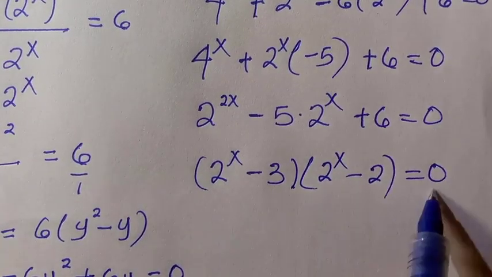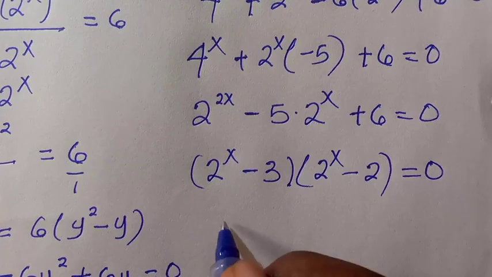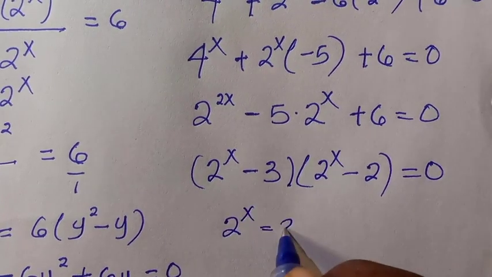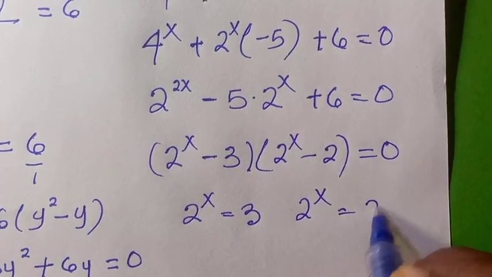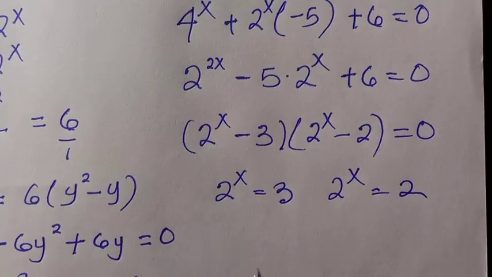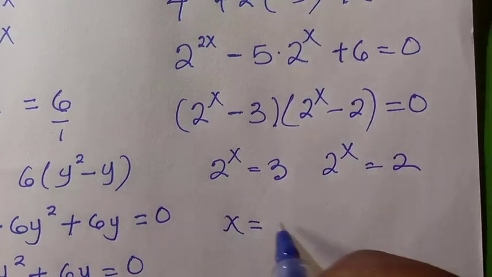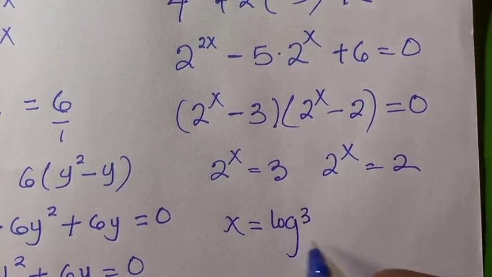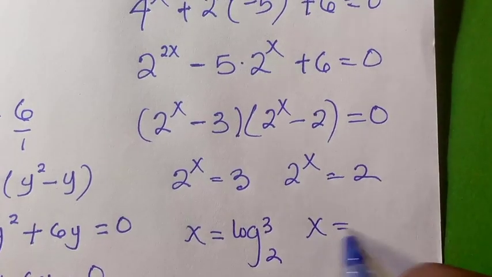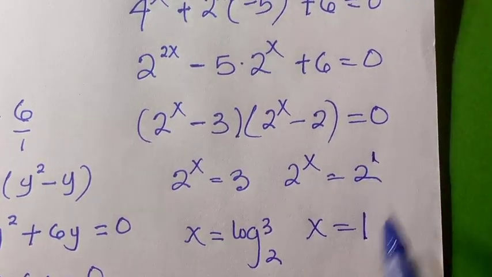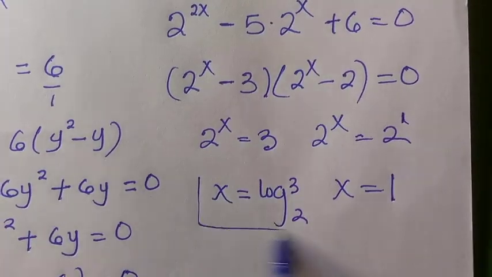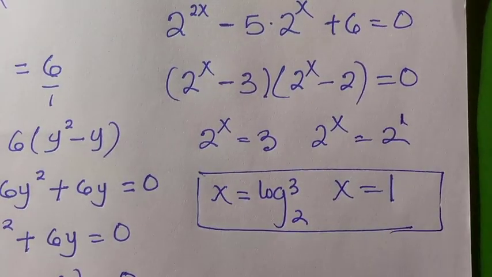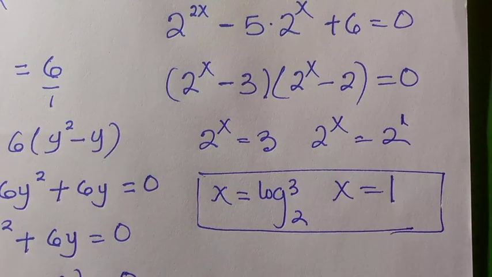Which means we let this one equal 0 or we let this one equal 0. By letting this one equal 0, we have 2 to the power x equals 3, and for this one, 2 to the power x equals 2. So introducing logarithm of base 2, we get x equals logarithm of 3 base 2, or x equals 1, because 2 is raised to power 1, and 2 cancels 2. So this is how to solve this algebra problem using these two different methods.